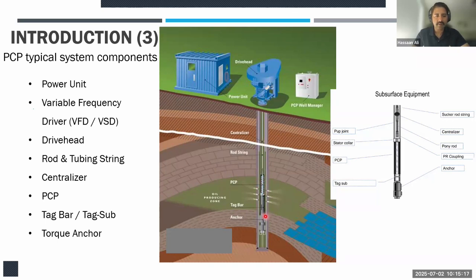And at the very bottom, we have something which is called tag bar and an anchor. The anchor is to make sure that your complete string is actually anchored at the bottom, and it will not move or it will not rotate.